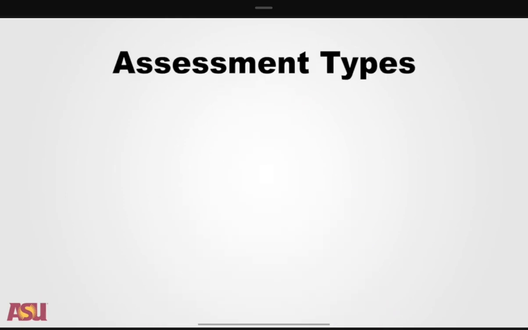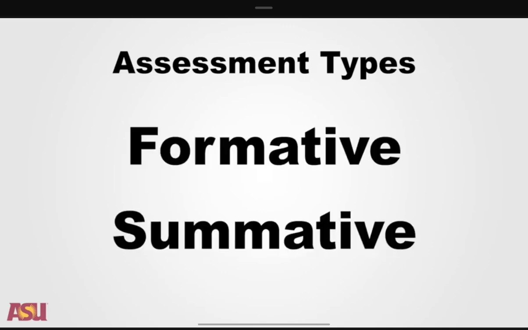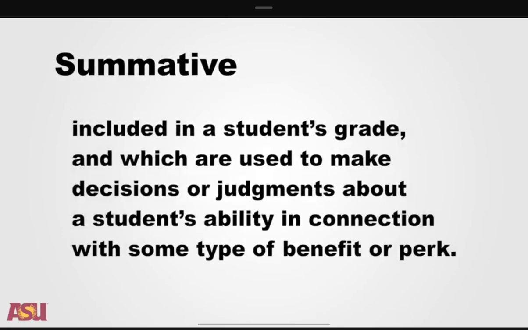Perhaps one of the most important ideas to remember about assessment is that there are two types of assessment: formative and summative. You are probably most familiar with summative assessment. Summative assessments are assessments that are included in a student's grade and which are used to make decisions or judgments about a student's ability in connection with some type of benefit or perk. Most schools or language programs, for example, determine whether a student can proceed to the next level in the program based on that student's grade in the previous course. This is a clear example of summative assessment.